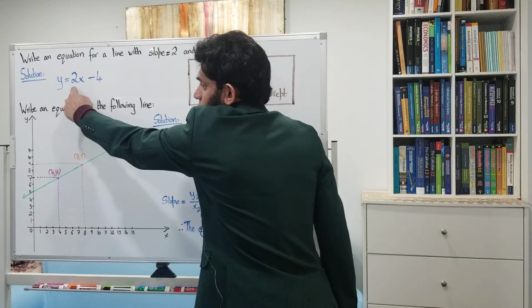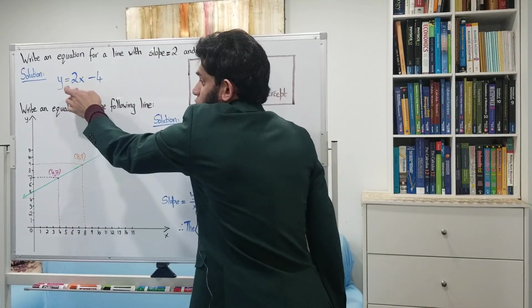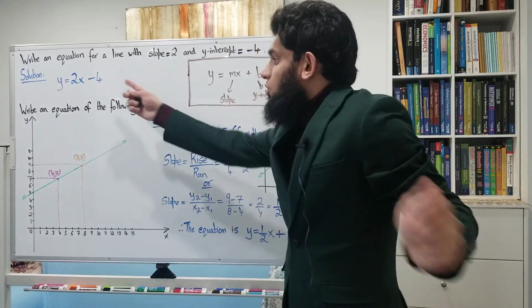So y equals slope. Slope in this case is 2. So we replace the m with 2, and we get 2x and minus 4. And why minus 4?